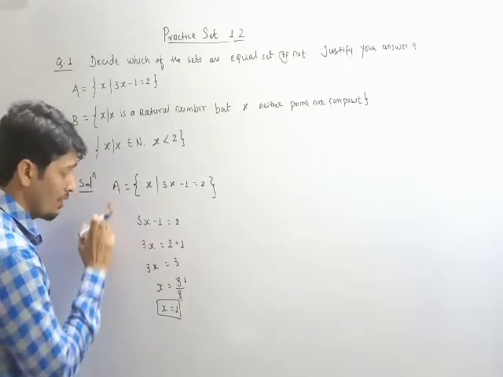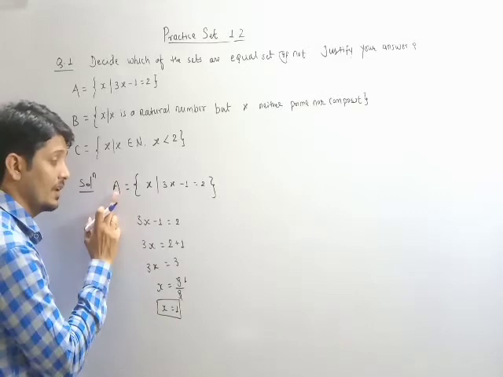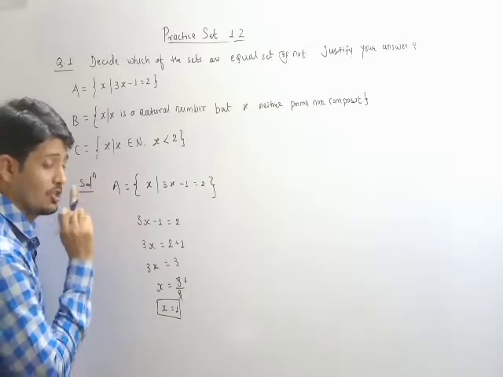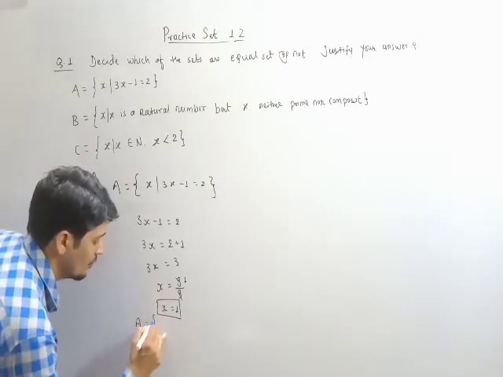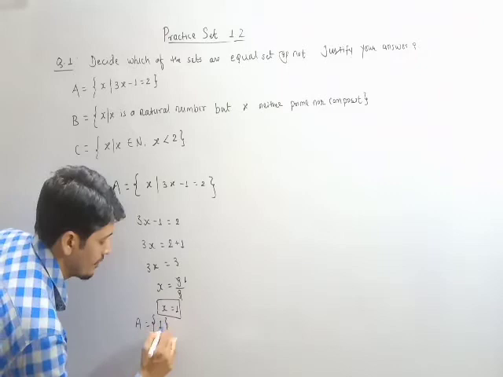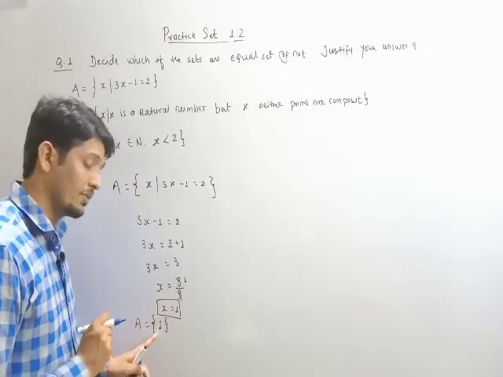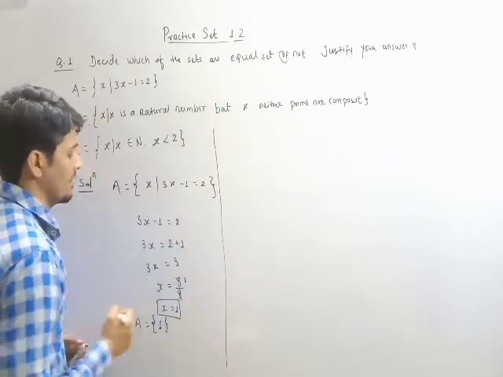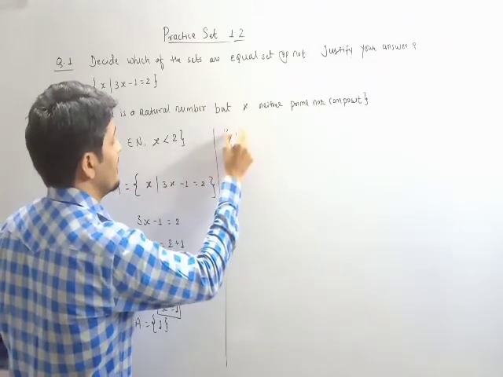So now we have to write this set A in roster form. So A equals to 1. That means we have the value of x is 1, so we have to write 1 only. So here our first set is completed. Now second set. The second set is B.